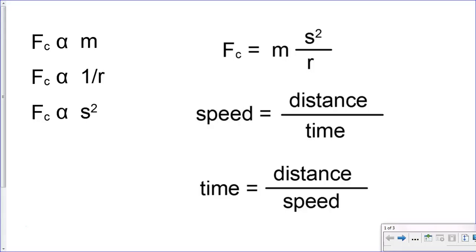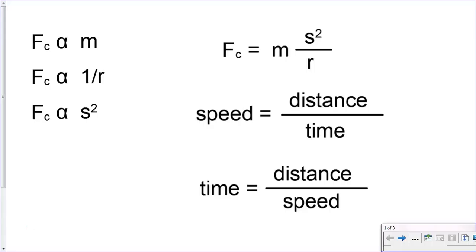I say that the centripetal force is directly proportional to the mass. Also, the centripetal force is inversely proportional to the radius, and the centripetal force is proportional to the square of the speed. And so I'm going to go through a couple examples of how that plays out.